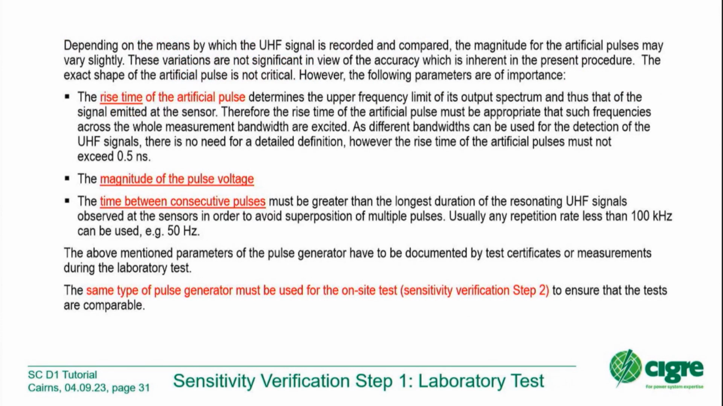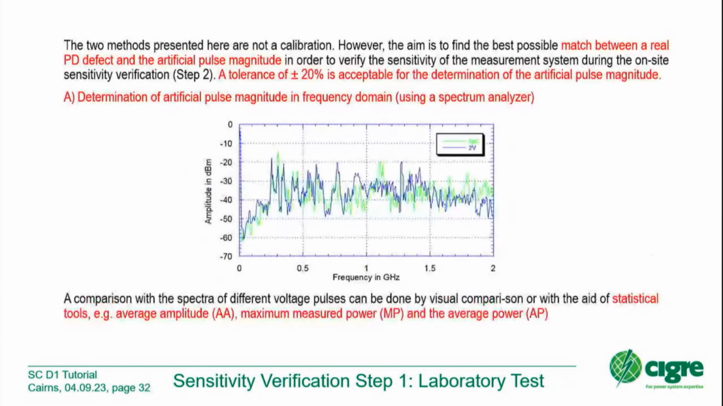So the artificial pulse also needed some clarification. The rise time gives an indication about the frequency which is injected into the GIS. The magnitude of the PD pulse is important, and the time between consecutive pulses. Normally this is 1 pulse per 20 milliseconds, so a repetition rate of 100 hertz. What is written here again? The same type of pulse generator must be used for the step 2 test compared to step 1, very important.